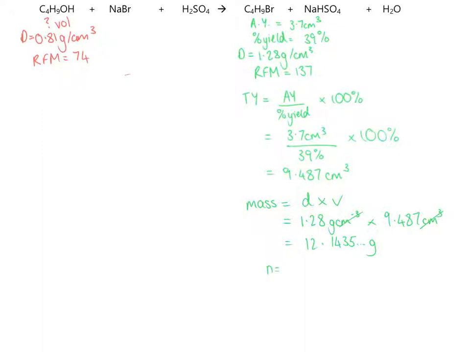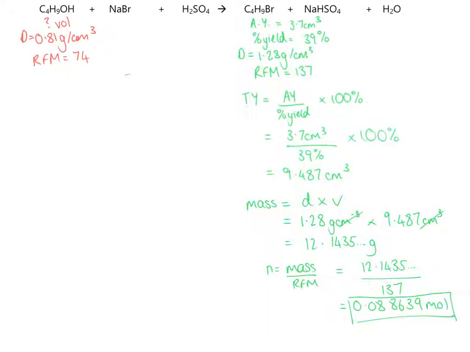Now it's time to convert to number of moles. n equals mass over RFM. Your mass is 12.1435, your RFM is 137, and that works out as 0.088639 if you've kept it accurate in your calculator. That's my number of moles. I want to bring that over to the other side to work out the number of moles of butanol that I would need in order to produce this mass of bromobutane. My ratio is 1:1.